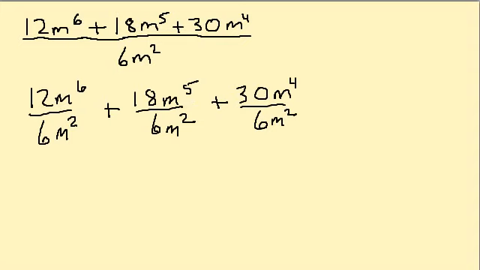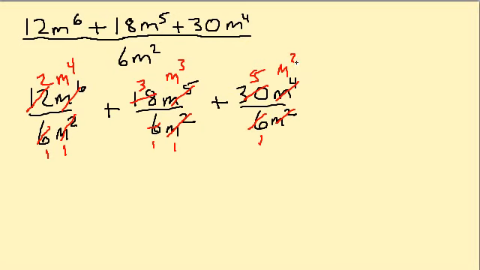So now we can take this and we can cancel. So we've got 12 and 6, this cancels into 2, m squared into m to the 6th is m to the 4th, and that's 1. The 18 and the 6 cancel, 1 and 3. The m squared and m to the 5th cancel, that's m cubed and 1. And the 30 and the 6 cancel, and then the m squared and the m to the 4th cancel.